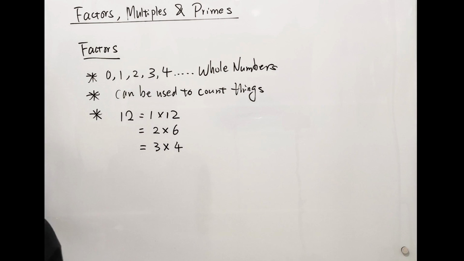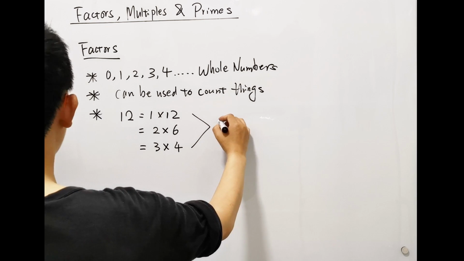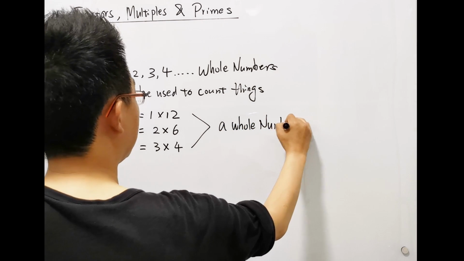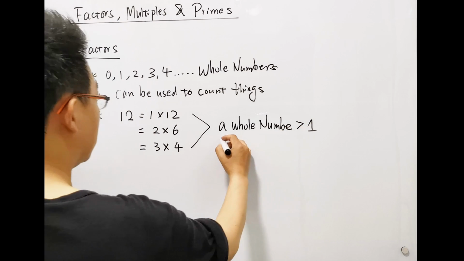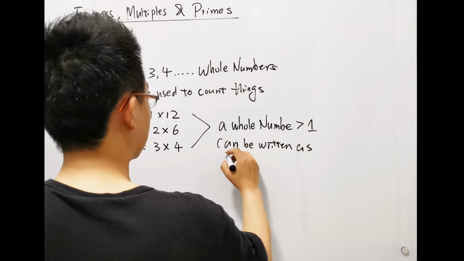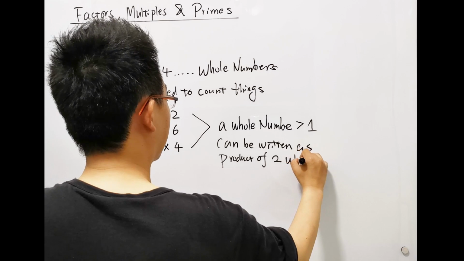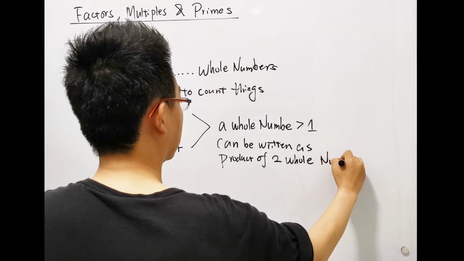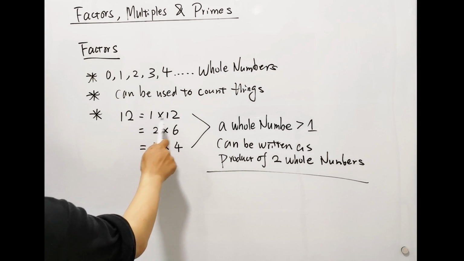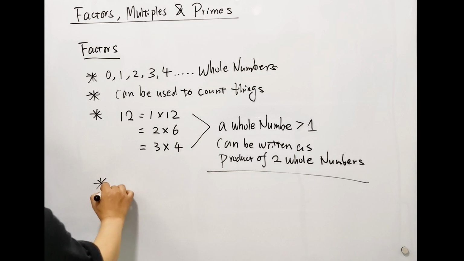So in this case, a whole number greater than 1 can be written as a product of two whole numbers. This is clear, right? Because you can write 1 times 12, 2 times 6, 3 times 4. So what do we call these?